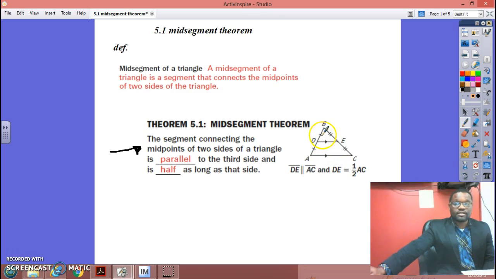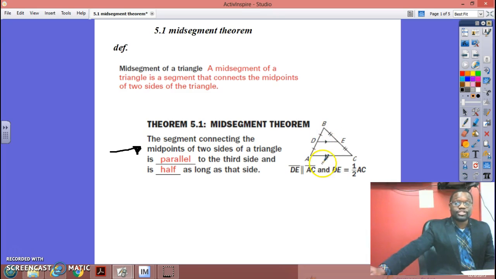Now, how do you know it's the midpoints? You see how this one mark matches this one mark? That means that this point is the middle. You see how the two marks here match the two marks over here? That means that this point right here, E, is in the middle, or the midpoint. And so the line that connects the two midpoints is parallel. That's what the two arrows mean.